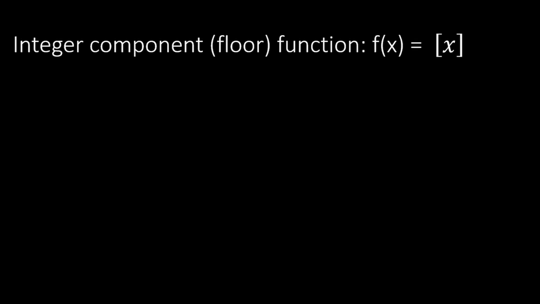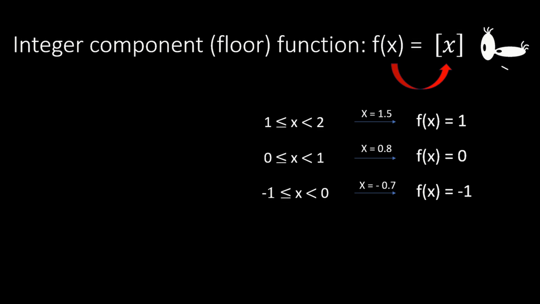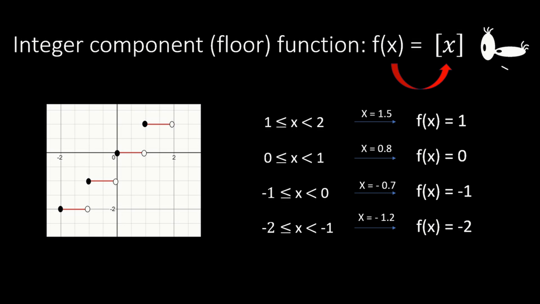A step function. This is f(x) equal to the floor of x. It gives you the largest integer less than or equal to the input. For example, inputting 1.5 gives 1, inputting 0.8 gives 0, inputting negative 0.7 gives negative 1, and inputting negative 1.2 gives negative 2. The graph looks like a series of steps.